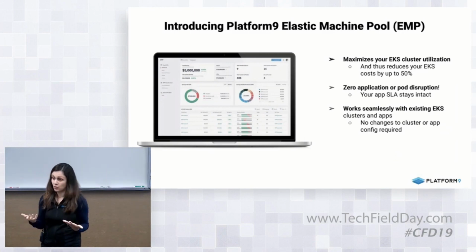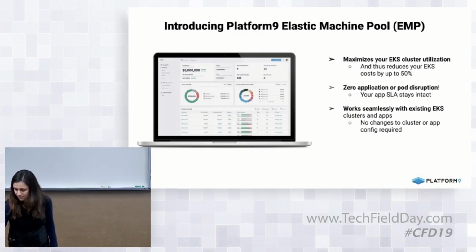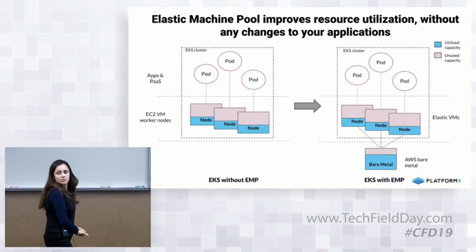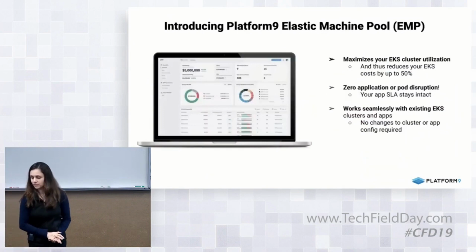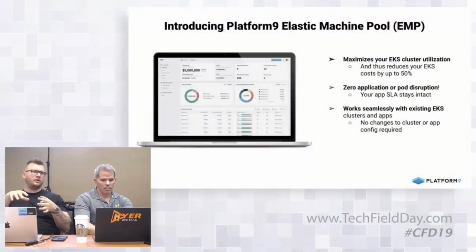Now let's look at how we do it. Oh, sorry. Go ahead. The previous slide says no changes to cluster or app config required. I just want to confirm here, no changes to cluster. There's obviously something being installed, whether it's a Helm chart, whatever it is, right? So there is some type of change occurring on the environment. It's not like an agent that's running on particular worker nodes or anything. It is a configuration on the cluster itself.